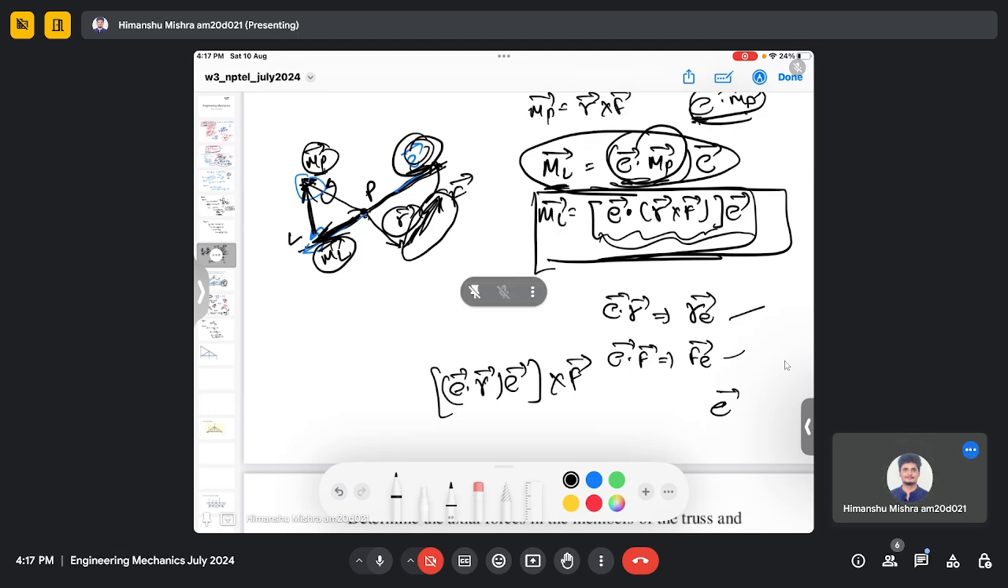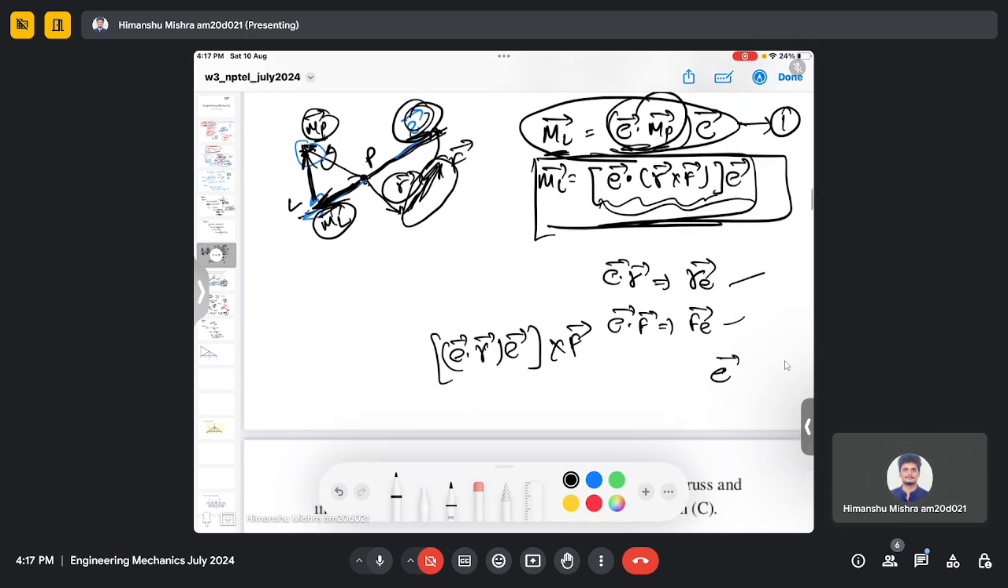Okay, so anyway, you can use equation one if you want to project the vector onto some other axis. That's what I'm saying.